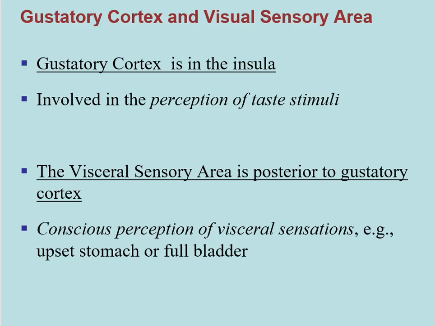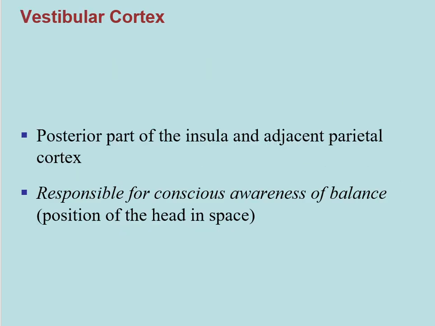Alright, next we're going to be looking at the gustatory cortex. So it is involved in the perception of taste stimuli, and it's in the insula. Now we would need an association cortex, which is really more of the general association cortex, to help process that information. There's also a visceral sensory area in the posterior area of the brain. It's near the gustatory cortex, and it allows for the conscious perception of visceral sensations, like if you have an upset stomach or full bladder. That type of information will get to the brain and be deposited at the visceral sensory area.